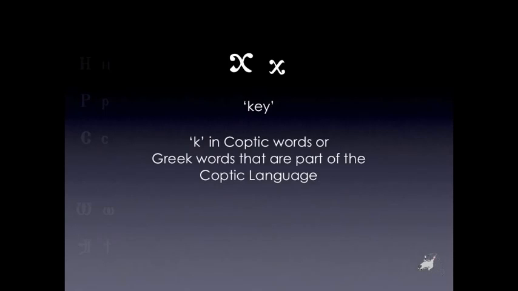So for instance, in Coptic words or Greek words that are part of the Coptic language, it can simply sound like a k sound. In some cases, when it's followed by an a, an eta, a iota, or another letter, the epsilon, which we're going to study later, it can take an sh sound. Otherwise, it can be just pronounced as ch, a kh.